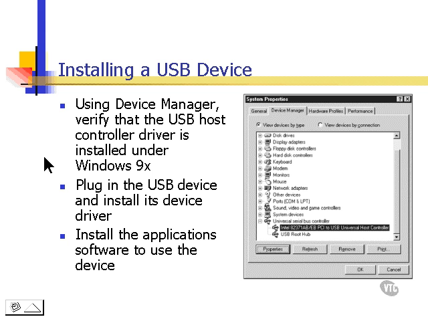Then we plug in the USB device and we install the device driver on the computer. And then finally we install the application software to use the device. As long as the application software is in place and as long as CMOS is set to allow USB ports on the computer, then plug and play will take care of the rest and the device will install itself on the computer.